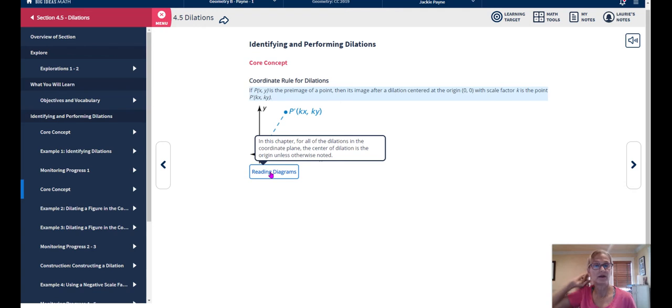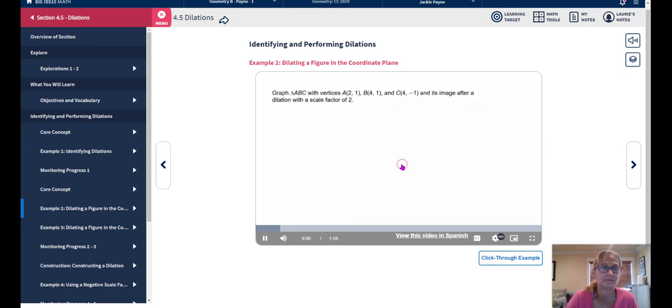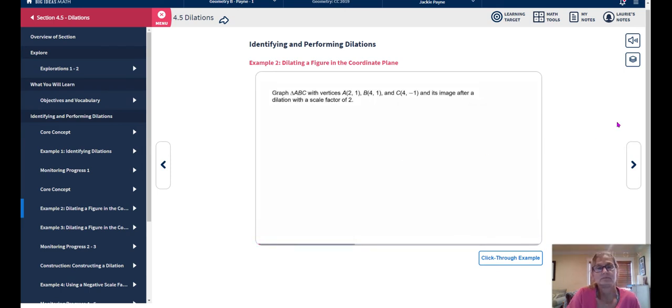If you want to read a diagram for all the dilations in the coordinate plane, the center of dilation is the origin. So C is always (0, 0) unless it's otherwise noted, but we'll usually do it around (0, 0). So here's an example where we're dilating a figure in the coordinate plane. Graph triangle ABC with vertices A (2, 1), B (4, 1), and C (4, -1), and its image after a dilation with a scale factor of 2.